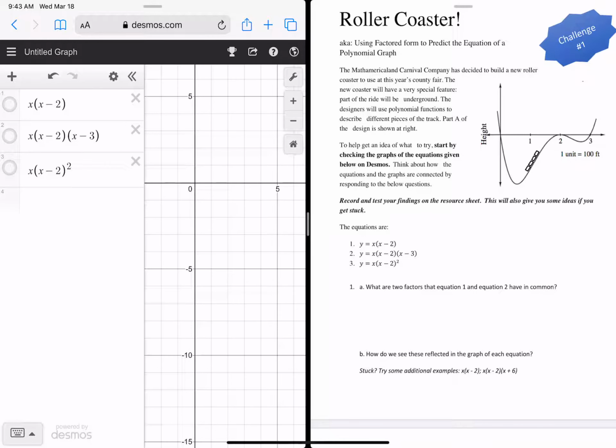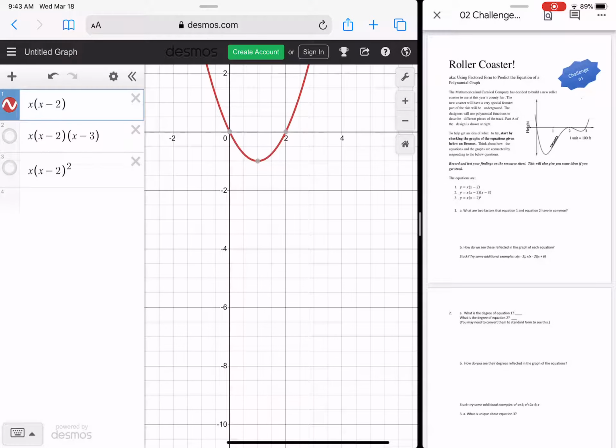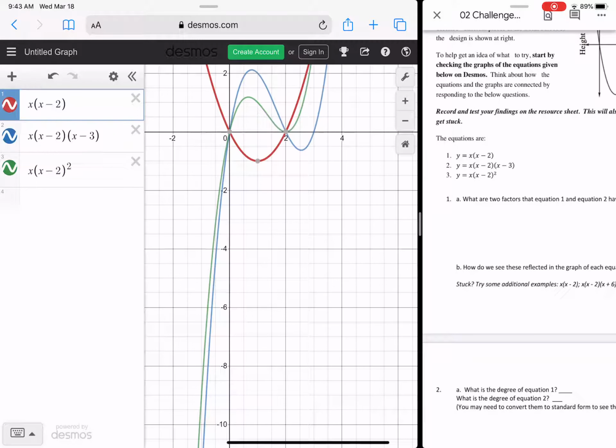To help get an idea of what to try, start by checking the graphs of the equations below on Desmos. So I'm going to do that for you guys. Think about how the equations and the graphs are connected by responding to the questions below. Now, you should actually already know some of these answers because you did the notes. So use those notes to help you as well. All right, so here is the first equation. Okay, I'm going to minimize this a little bit, and I'm going to maximize that. Here's the second equation, and here's the third equation.